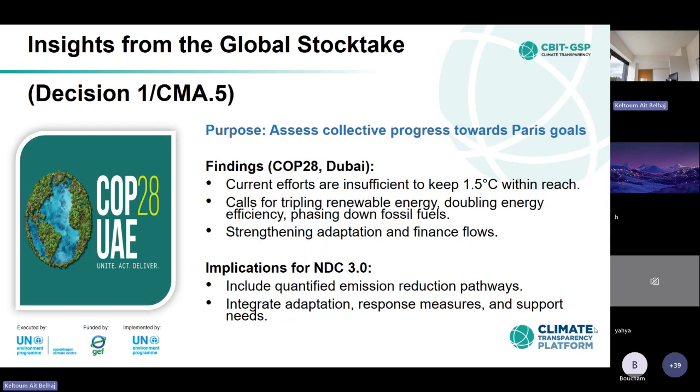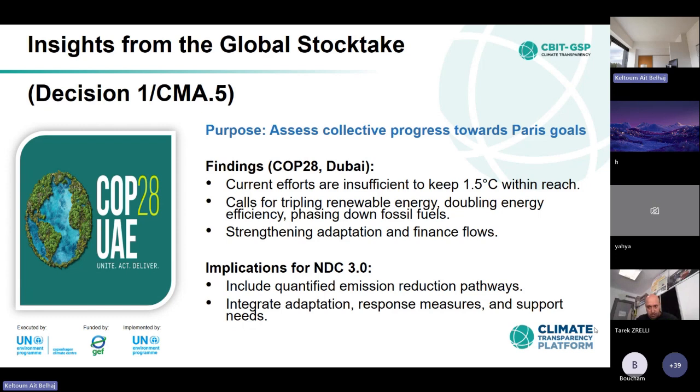So here, just a summary of the key points. What we can understand is that the current efforts are not enough to keep the 1.5 degrees Celsius within reach, which is the main objective of the Paris Agreement. It calls also for tripling renewable energy, for doubling energy efficiency, and phasing down the fossil fuels, and also strengthening adaptation and finance. And for NDC 3.0, it means adding clear emission reduction pathways and fully integrating adaptation and support needs.